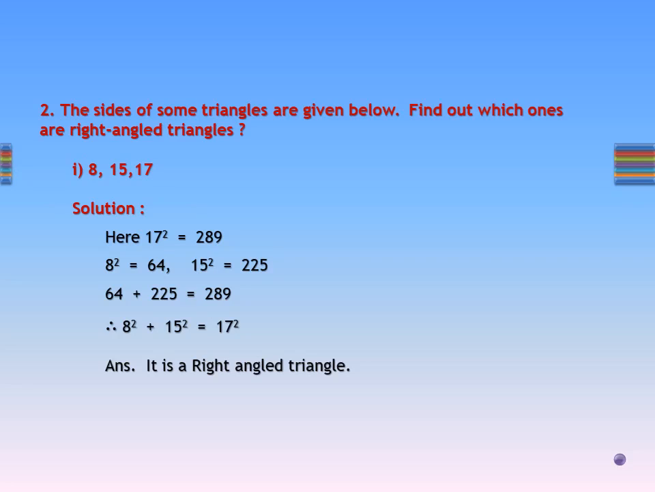Among the three numbers, 17 is the biggest number. Square of 17 is 289. So let us find the square of 8 and 15 and add them. If it comes to 289, then it is a right angled triangle. 8 square is 64 and 15 square is 225. 64 plus 225 is 289, which is equal to 17 square. Therefore, 8 square plus 15 square is equal to 17 square, and hence it is a right angled triangle.